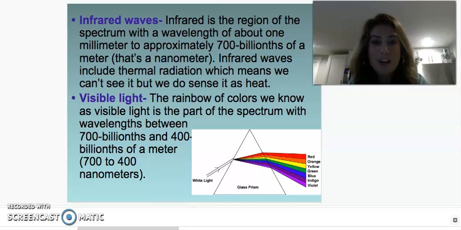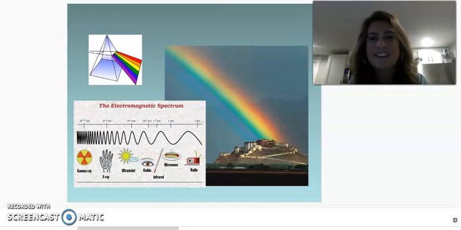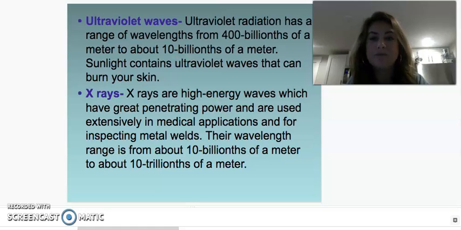The rainbow of colors we know as visible light is part of the spectrum with wavelengths between 700 billionths and 400 billionths of a meter. That's 700 to 400 nanometers. As you can see, there's our little prism, and we have red, orange, yellow, green, blue, indigo, and violet. And I remember this how? Roy G. Biv. Here is another picture of our prism and our light spectrum.